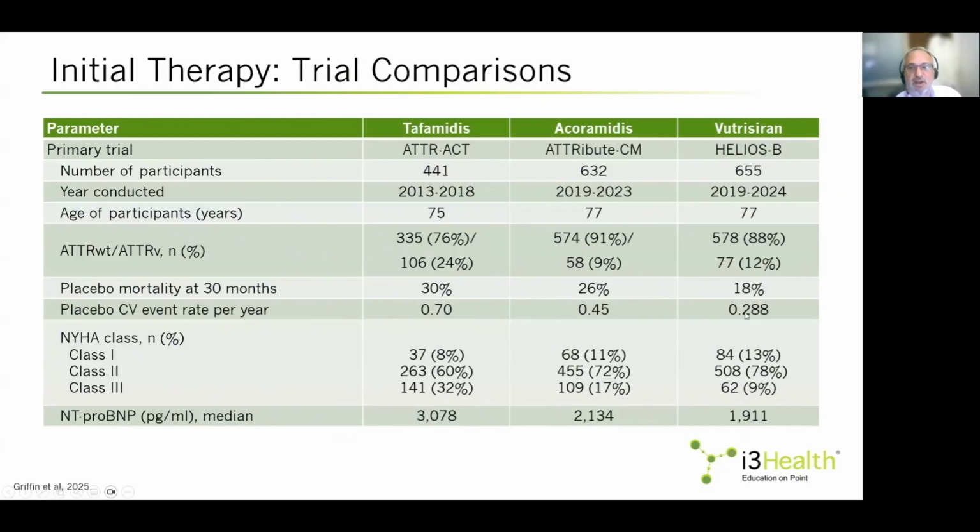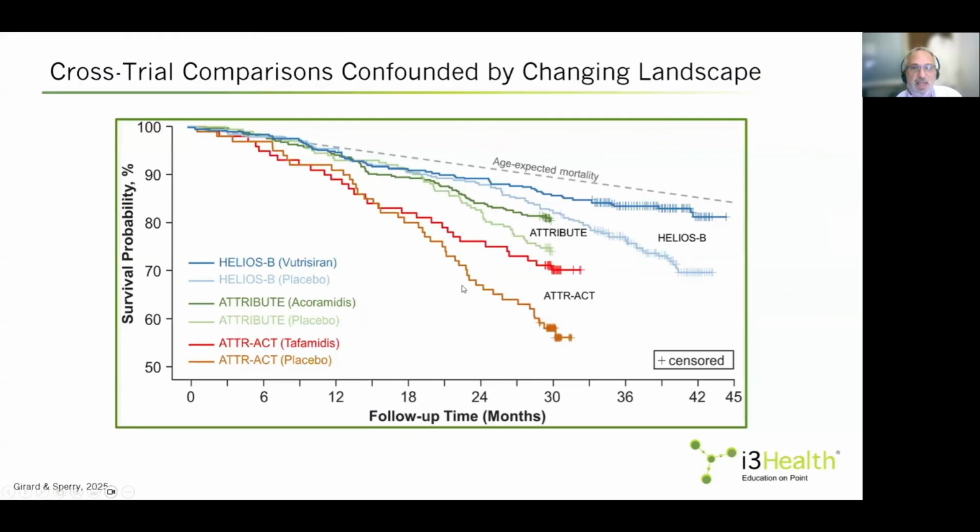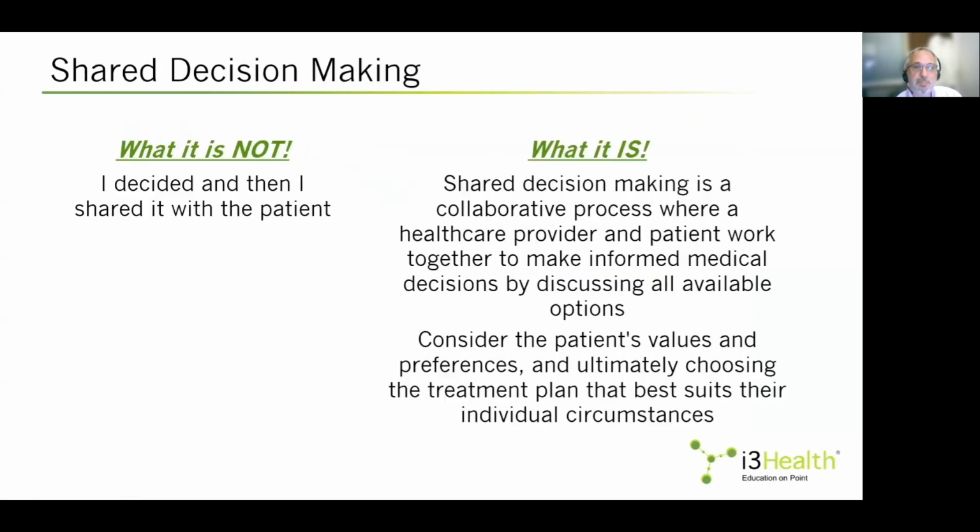And the placebo event rate is even lower. And why did we do this? Because we're enrolling earlier and earlier stage patients, as you can see, lower NT-proBNP over time, and way more class 1 and 2 patients, which is all great. And that results in data like this. And again, this graph is really only to compare the placebo arm. So here's the ATTR-ACT placebo arm, here in green the ATTRibute placebo arm, and here's the HELIOS-B. So with no therapy, everything's getting better. And the reason it's getting better is because we've identified people at an earlier stage of disease, and we need to continue to do that.